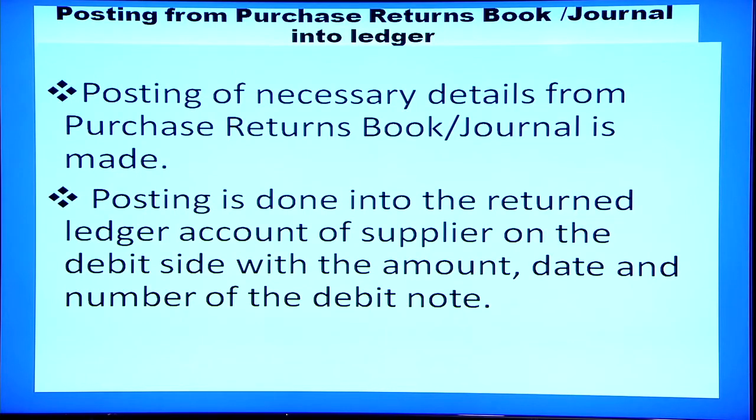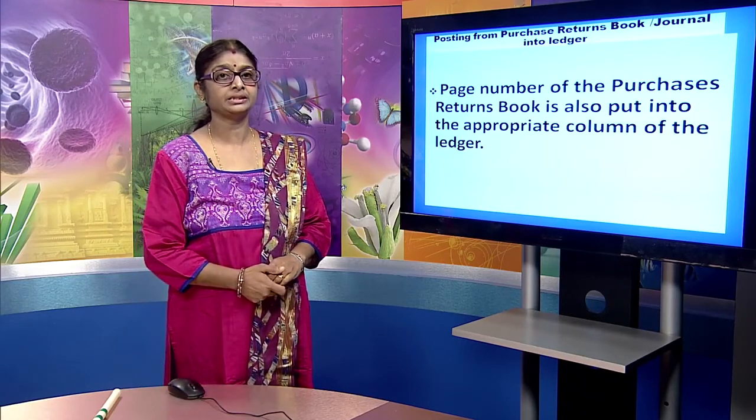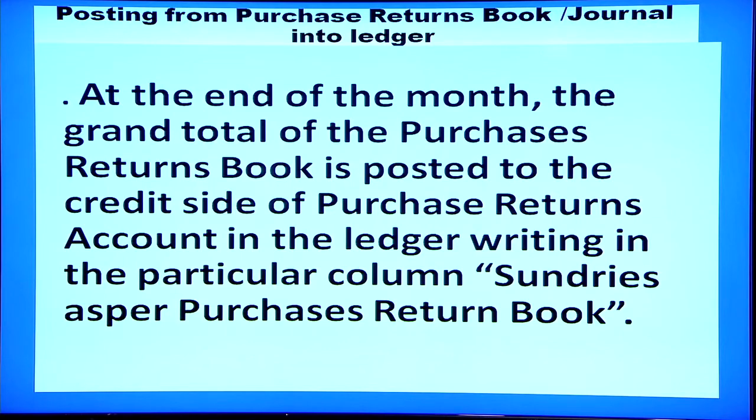Posting of necessary details from the purchases returns book is made into the returns ledger account of the supplier on the debit side, with the amount, date and number of the debit note. The page number of the purchases returns book is also put into the appropriate column of the ledger. At the end of the month, the grand total of the purchases returns book is posted to the credit side of the purchases returns account. In the ledger, write in the particulars column sundries as per purchases returns book.